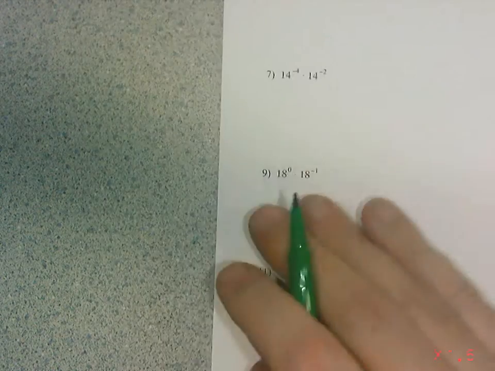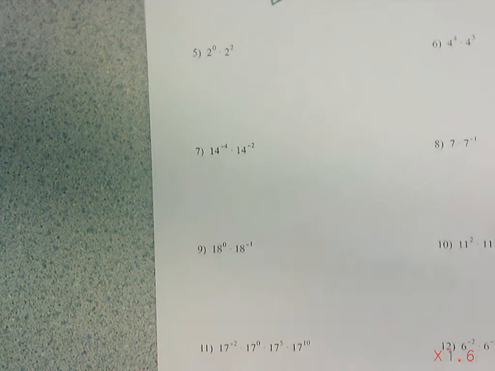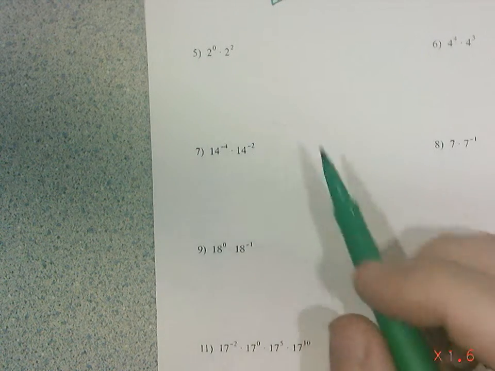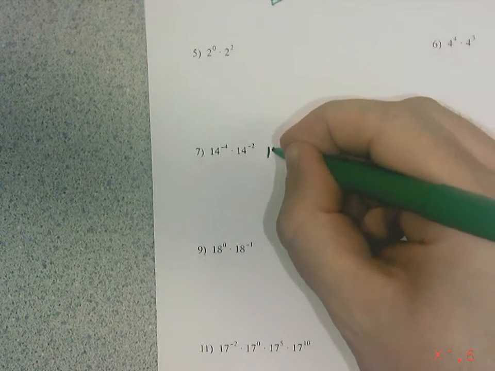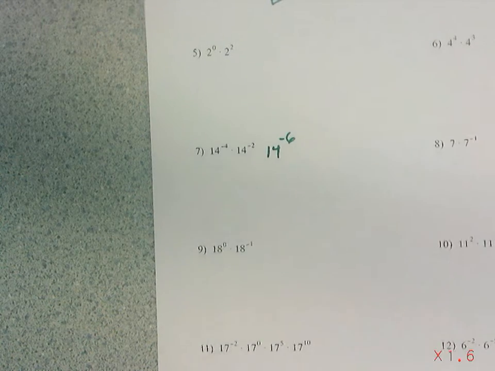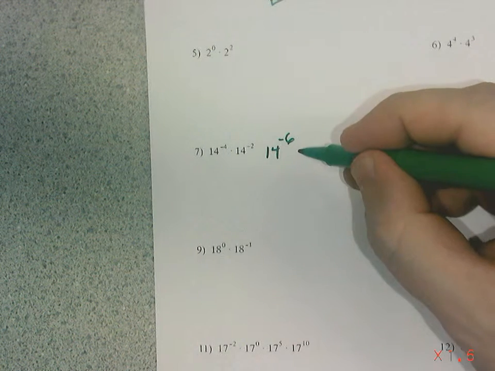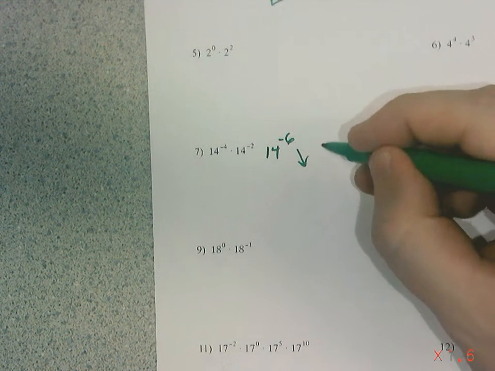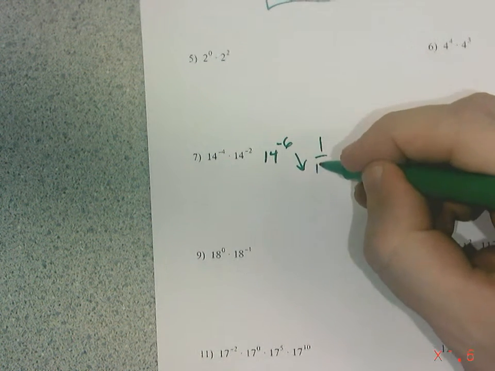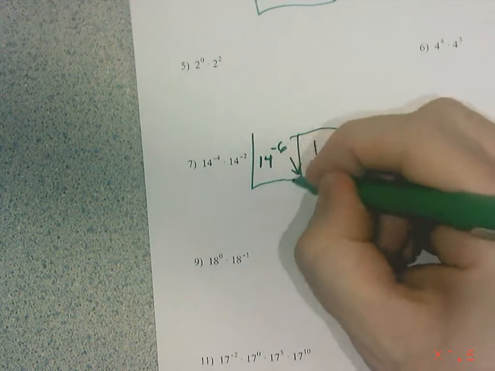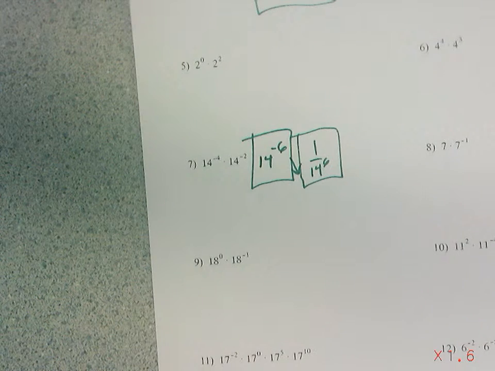Let's come down here to these negative ones. So let's try this one. 14 to the negative 4 times 14 to the negative 2. Negative 4 plus negative 2 is going to be 14 to the negative 6. But to make him happy, I'm going to have to move him downstairs, and it'd be 1 over 14 to the positive 6. So those would be my two answers right there.